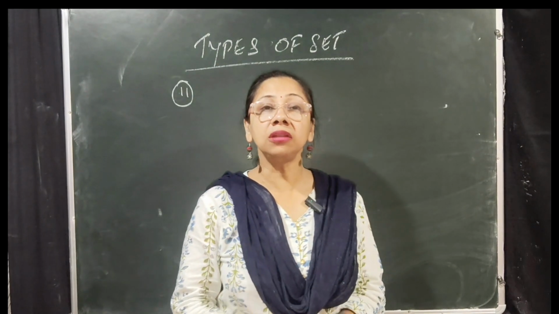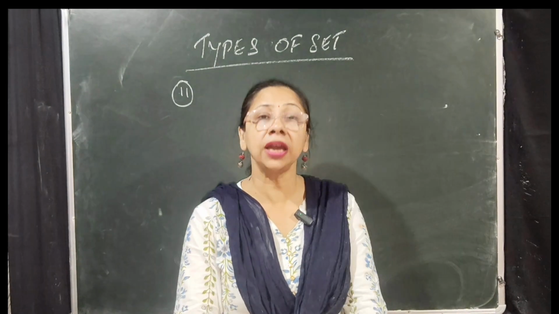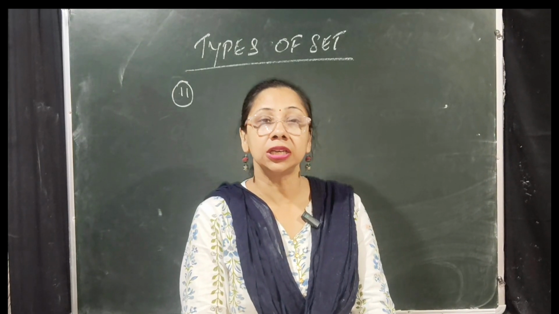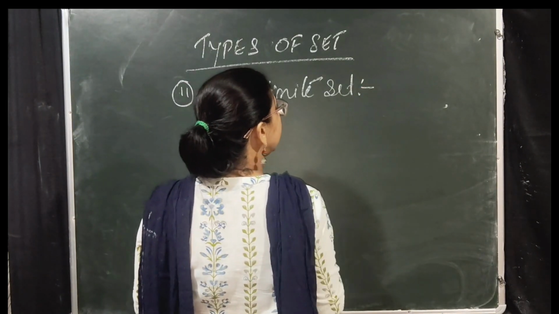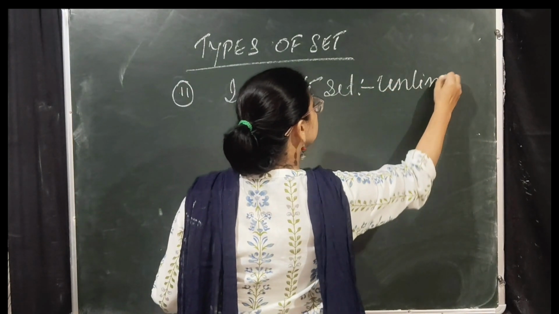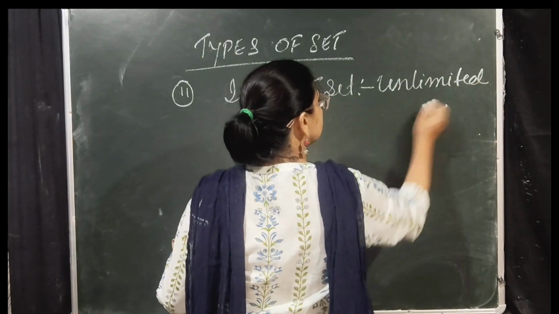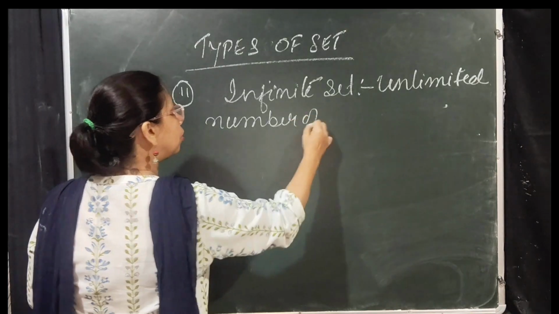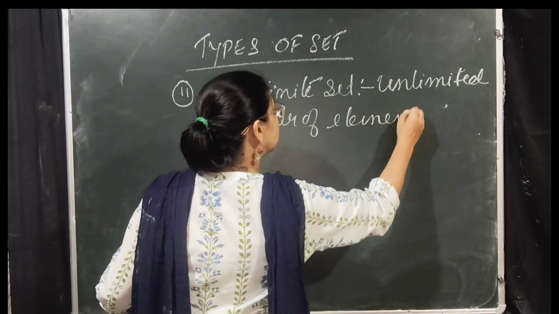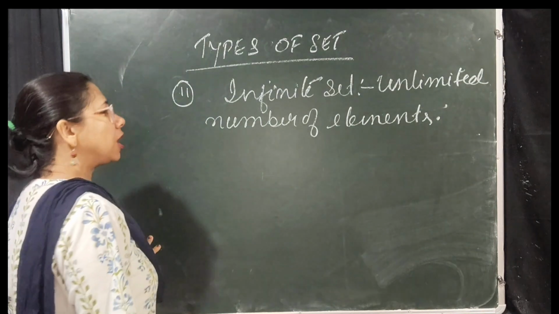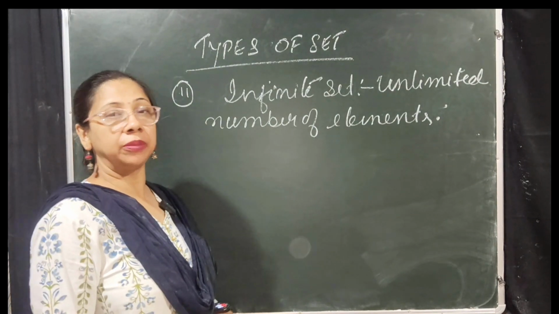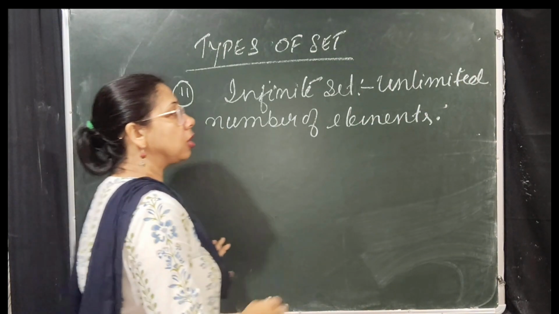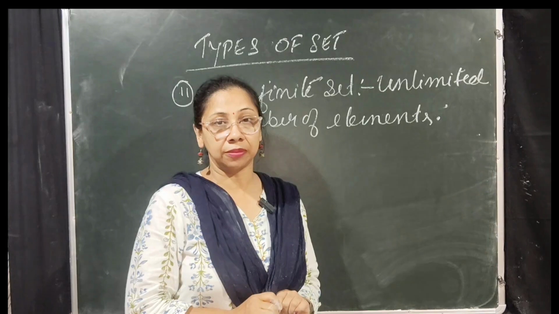Next set is infinite set. A set having unlimited number of objects is known as infinite set. So, we get unlimited number of elements. That means we cannot count the total number of elements in this set. So, in this case, we cannot find out cardinal number.